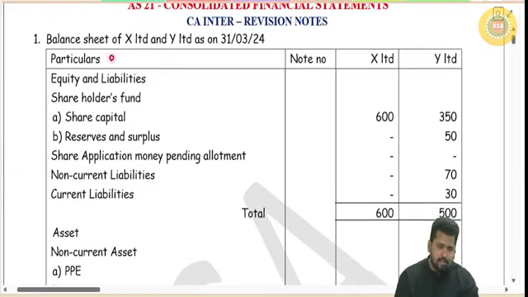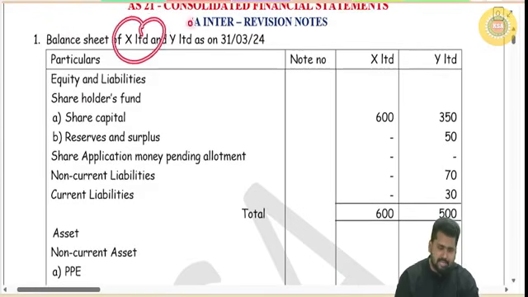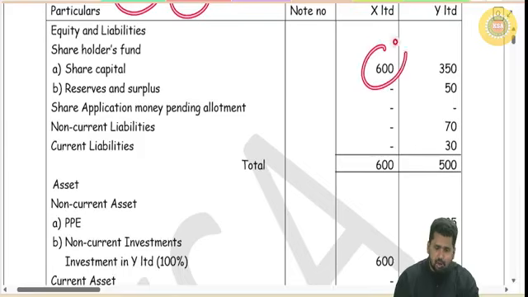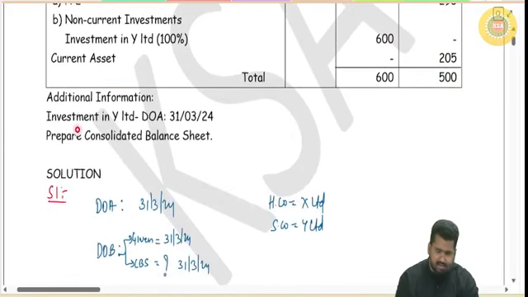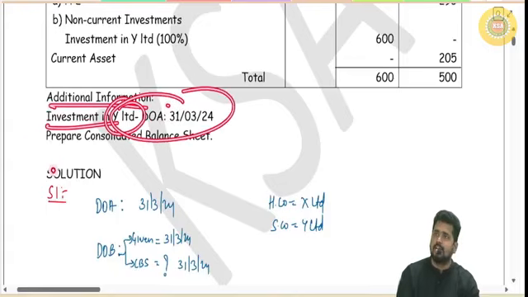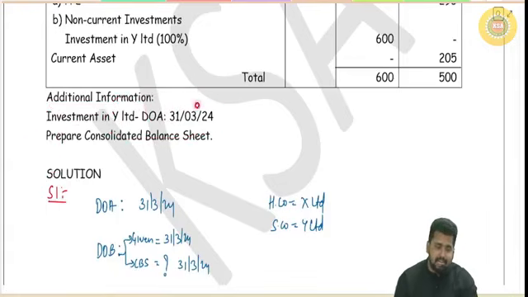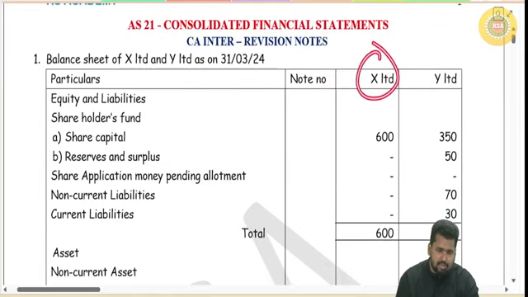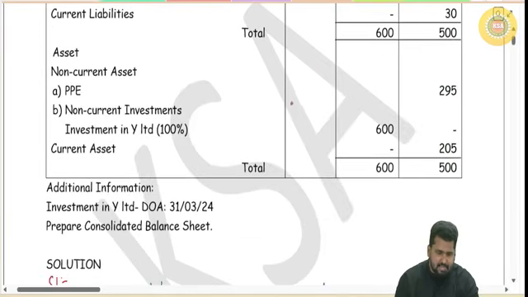Listen to me. So for the similar question, X Limited, Y Limited. Share capital, how much? 600. This one has 350. So all the data they have given. Let me see the additional information. Investment in Y Limited, date of acquisition is 31st March 24. Investment in Y Limited means X Limited should be called what? Holding company. Correct. This one should be called what? Subsidiary.